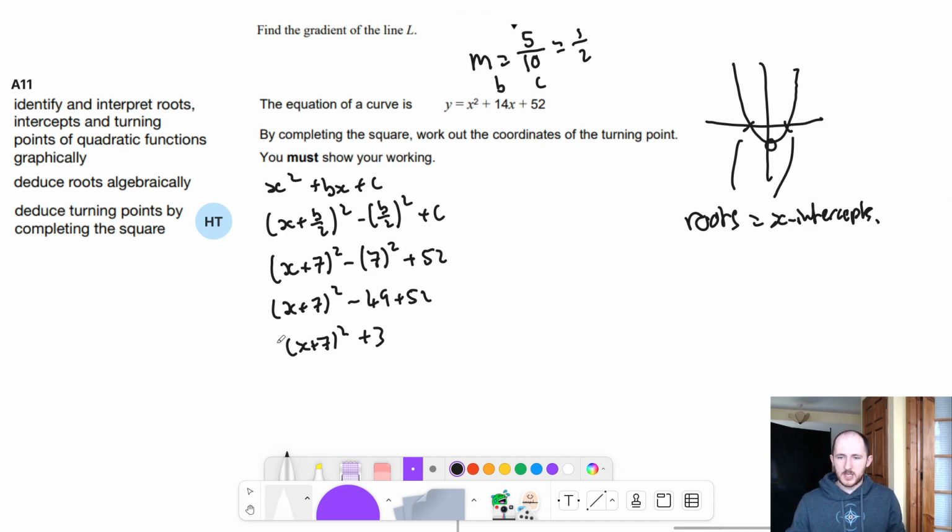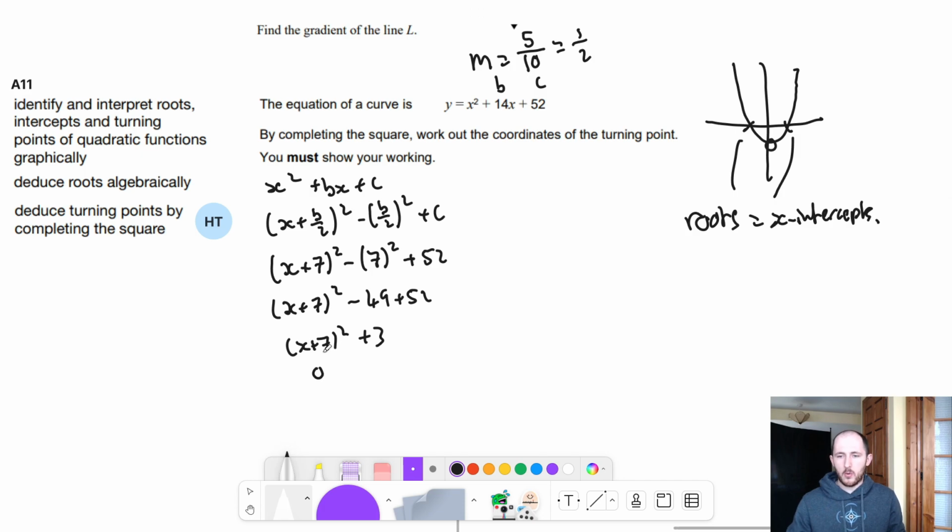So, what is the smallest thing this bracket squared can be? Well, think about it. If it's positive, I square it and it becomes positive. If it's negative, I'll square it and it becomes positive. Right? But if it's 0, it will be 0. So the smallest thing this can be is 0. And then I'll add 3.